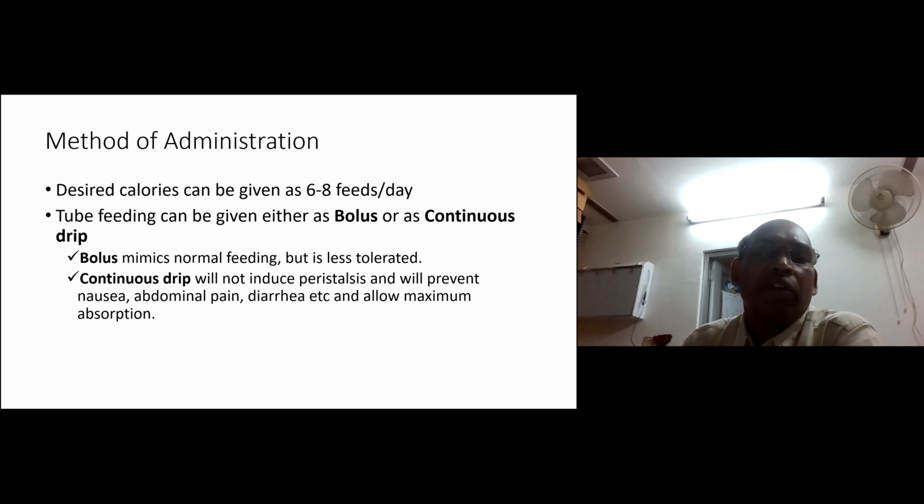So we can give all this tube feeding by bolus or continuous. Of course, bolus is physiological, and continuous feeding should be given very slowly, so that there is no problem in children with nausea, abdominal pain, and diarrhea. So in them it is beneficial, and it allows maximum absorption.